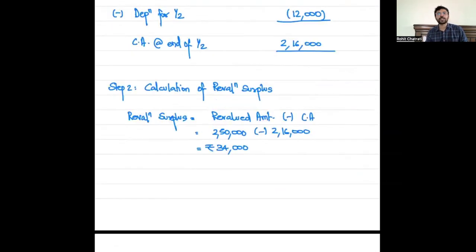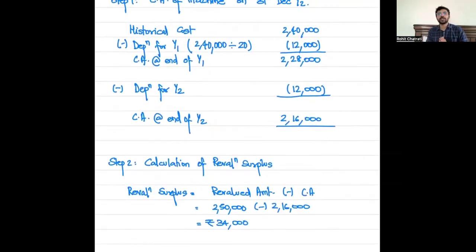Now, you cannot continue to charge the depreciation of 12,000 which you calculated based on 2,40,000 of historical cost. The 12,000 was calculated based on a historical cost of 2,40,000. But your asset's carrying amount right now is 2,50,000. Because of revaluation, the asset's carrying amount has actually increased to 2,50,000. Therefore, what you have to do is calculate the revised depreciation. You cannot continue to charge the old depreciation of 12,000. You now have to calculate the revised depreciation based on the 2,50,000 carrying amount and based on the remaining useful life of 18 years. How do I get 18 years?